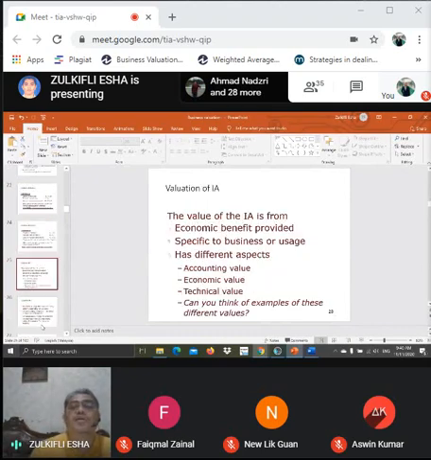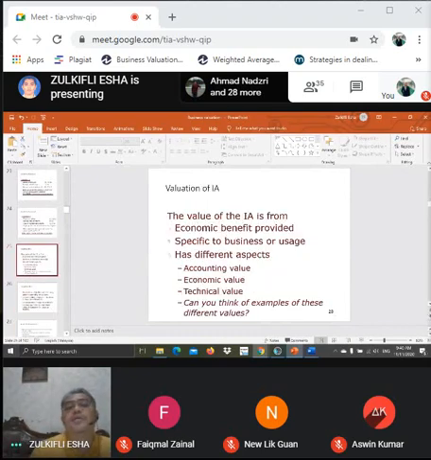We're not going to look at the example yet. We will do the example with Dr. Zai later on. So what is IA? What does IA stand for? Intangible asset. Intellectual asset.